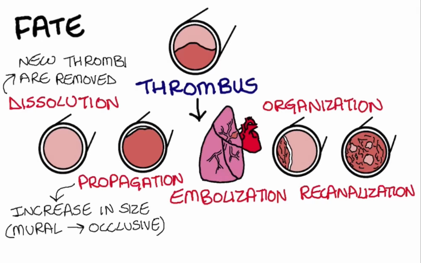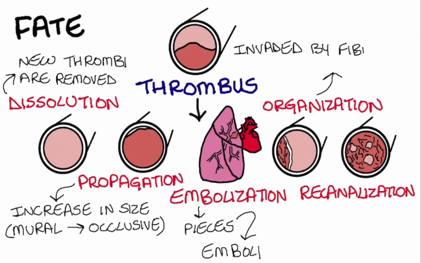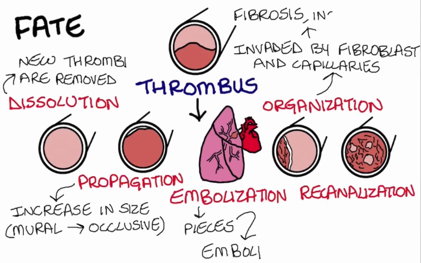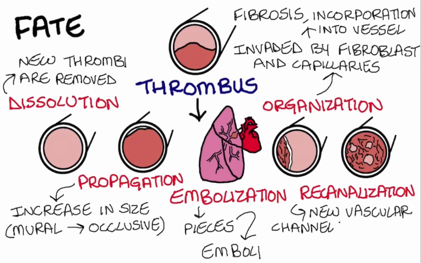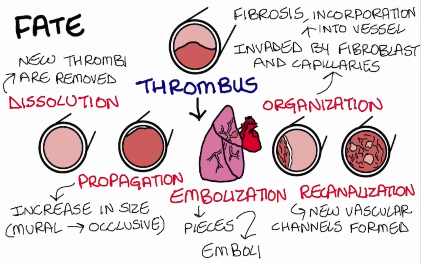In embolization, the thrombus breaks into pieces, gets detached from its site of origin, and forms emboli. It then travels to other sites. In organization, the older thrombi are invaded by the fibroblasts and capillaries, leading to fibrosis and incorporation into the vessel wall. In recanalization, new vascular channels are formed within the organized thrombus. This partially restores blood flow.